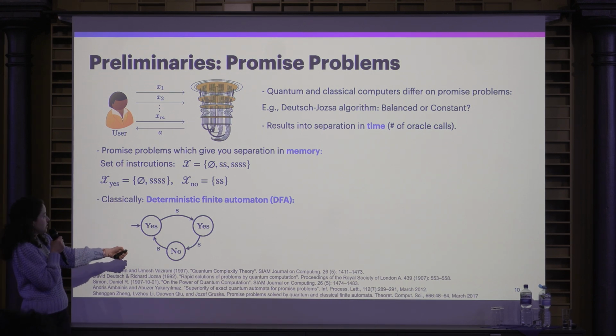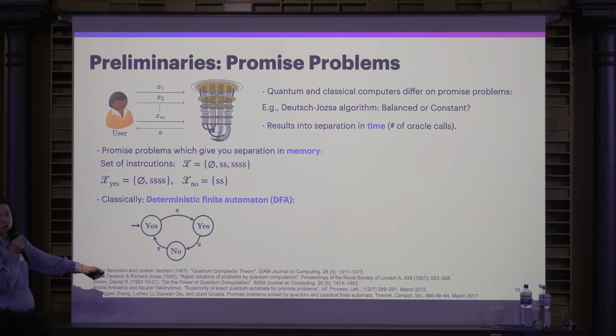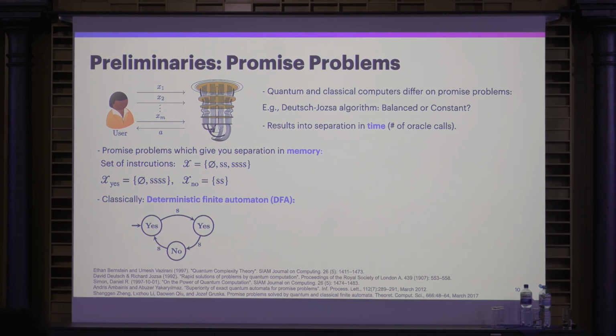So you can think about it. If you get S and S as an input, you transition to no and you output no. If you get 4 of them, you jump back and you output yes. But the claim is there is no smaller way to do this. There is no 2-dimensional automata to solve this problem.